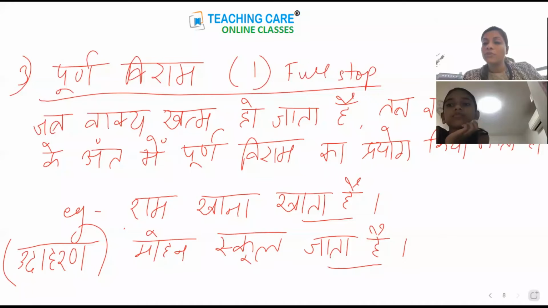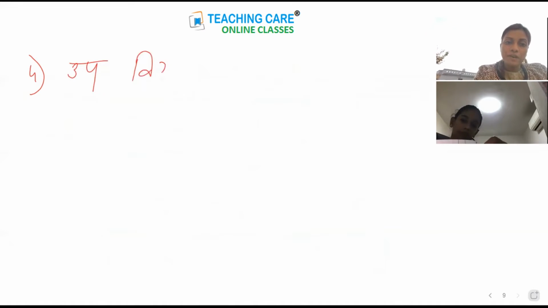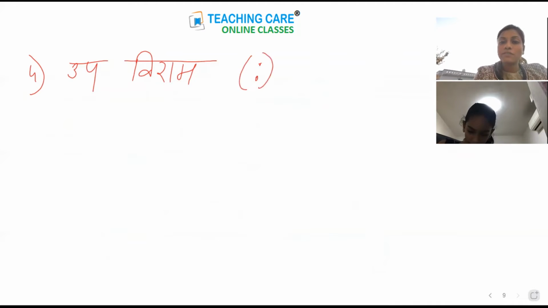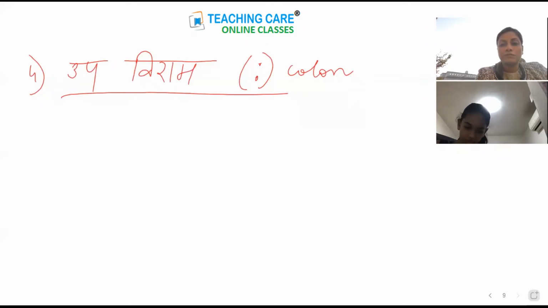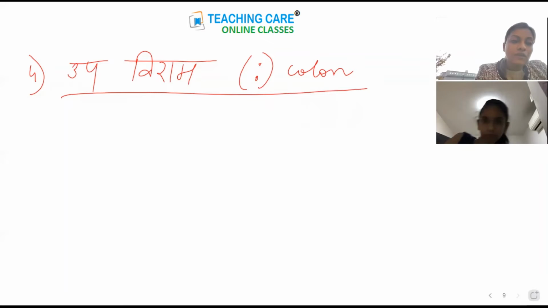Okay. So purna viram is also clear? Yes. Noted? Yes, ma'am, I noted. Okay. Now let's move to the fourth one, that is upaviram. Yes. That means two dots. In English, we call it colon. First, write down its definition.